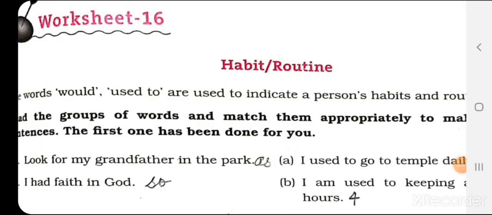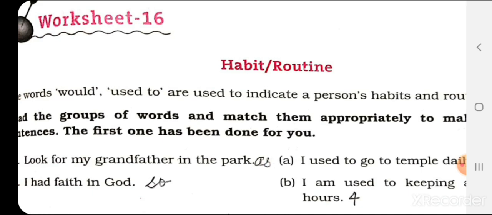Habit or routine. The words would and used to are used to indicate a person's habits and routine jobs. Students, where do we use the models would and used to? To indicate a person's habit and routine jobs. To indicate a person's habit and routine jobs, we use the model would or used to.